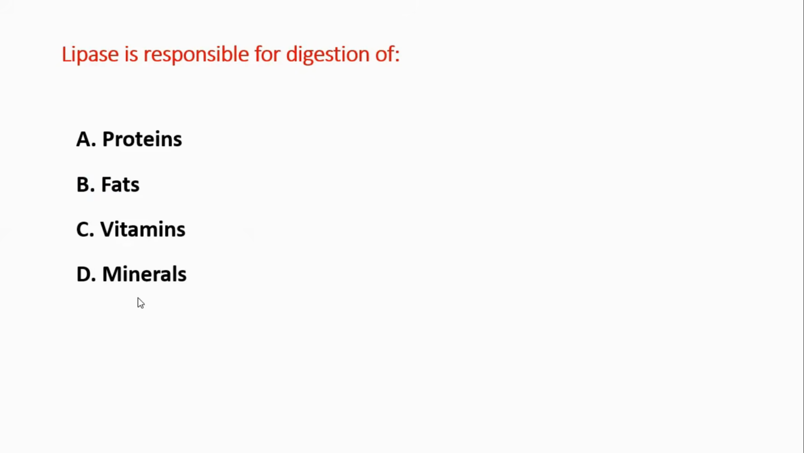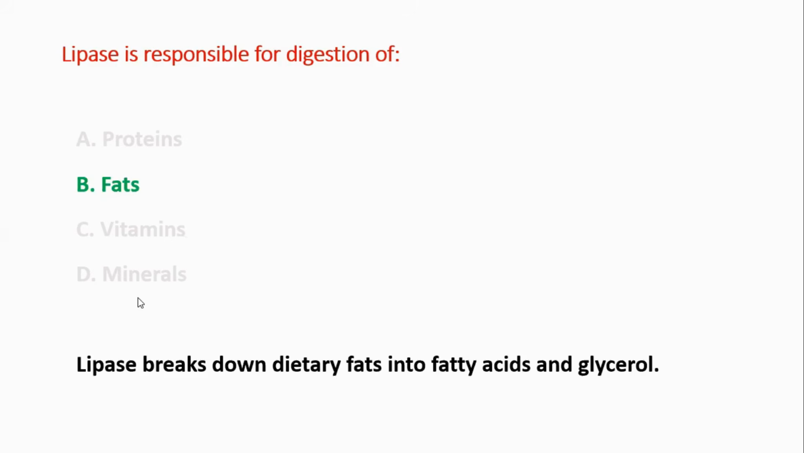Lipase is responsible for digestion of proteins, fats, minerals, and vitamins. A quick digestion question. If fat needs to be broken down into smaller molecules for absorption, which enzyme is responsible? Recollect your biochemistry. Yes, the right answer is fat. Lipase breaks down dietary fat into fatty acids and glycerol.